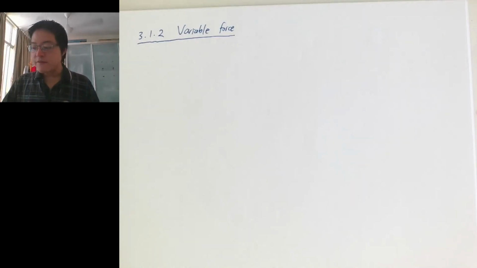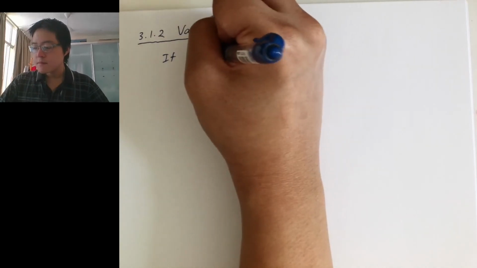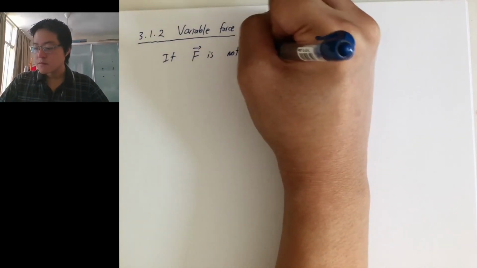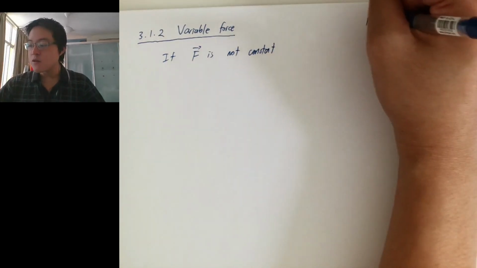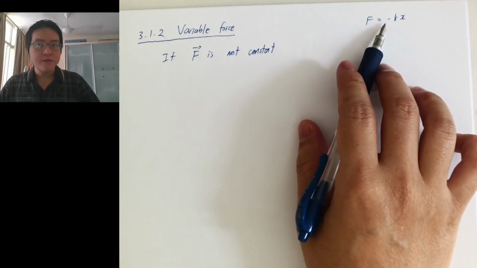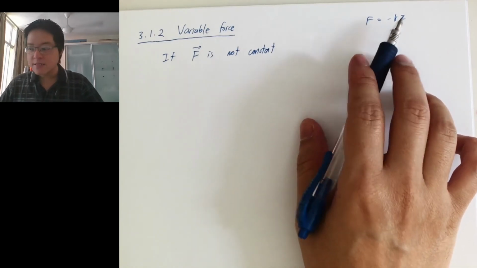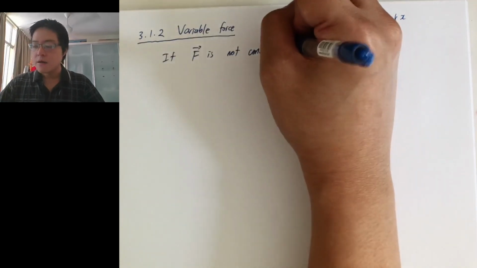Okay, so if F is not constant, how do we solve it? We do know about non-constant forces because, for example, Hooke's law gives a non-constant force, right? Because it changes depending on your position. So this is an example of a non-constant force. If F is not constant, how do you do it?